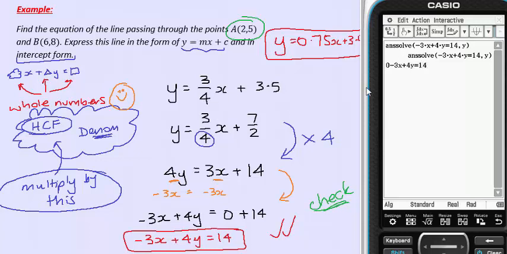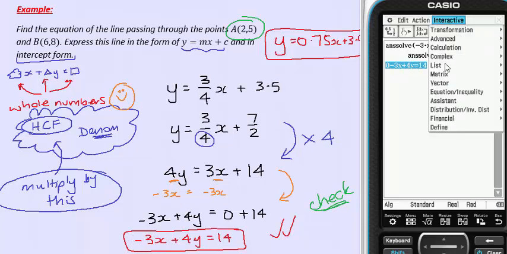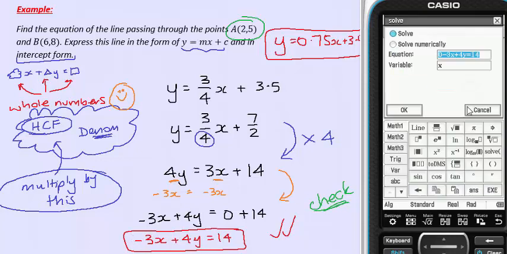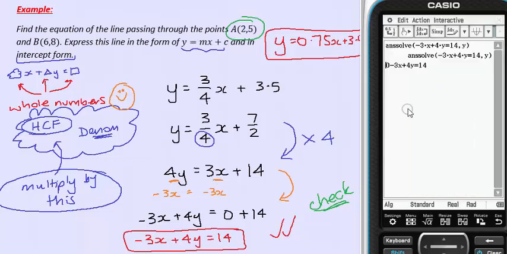I'm doing the 0 here because there's something going on that the calculator doesn't like. So I'm going to press on and have the confidence to say, okay, this equation is the same as 0 minus whatever. So I do that, interactive equation, solve, and of course I'm solving for y, and okay, and it tells me y equals 3/4 x plus 7 on 2. That's not as handy as this 0.75 plus 3.5.